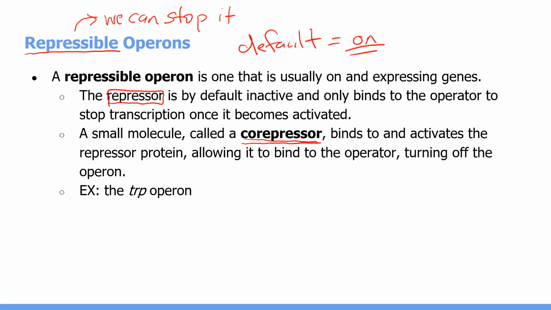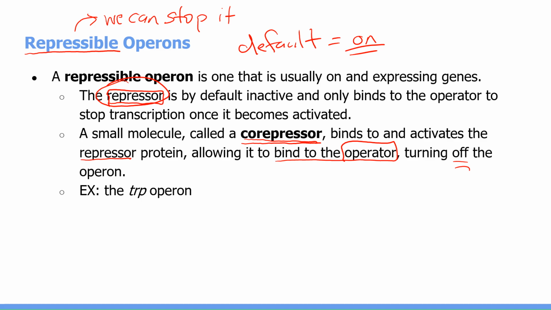When the repressor is activated by a small molecule, and we need to know these names by the way, it is called the co-repressor. That co-repressor activates the repressor, and then that repressor protein can bind to the operator. Once bound to the operator, the RNA polymerase cannot transcribe those genes, and thus we have essentially turned off the operon. So again, repressible, we can stop it. Default, it is always on. Nothing's in the way of RNA polymerase, and RNA polymerase is transcribing it.